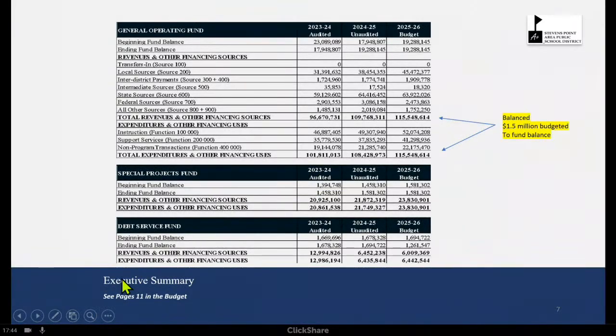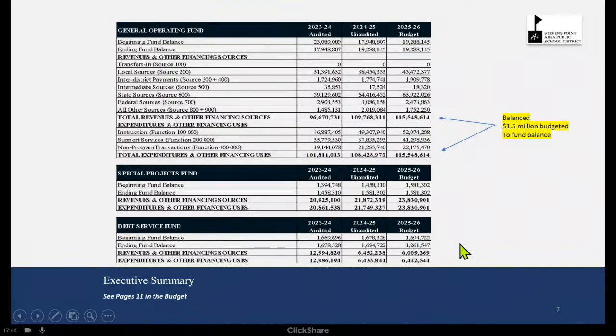Okay, let's take a look at the actual budget. So we'll start with the general fund, and we're gonna focus on the 25-26 budget column. The other columns are the actuals, but we're looking at the budget. So if you look at total revenues for the general fund and total expenses for the general fund, they match. So we have a balanced budget, but we also are committed to rebuilding our fund balance.